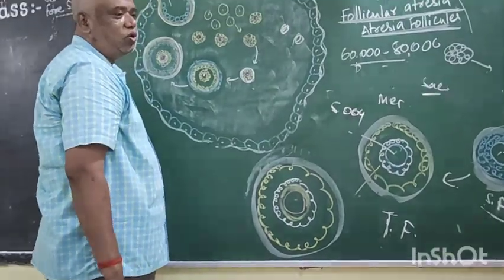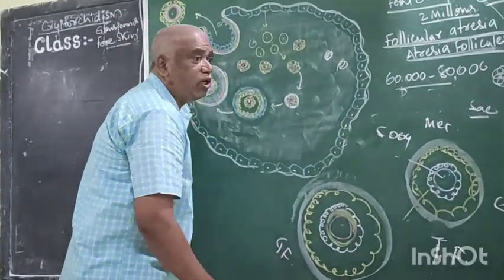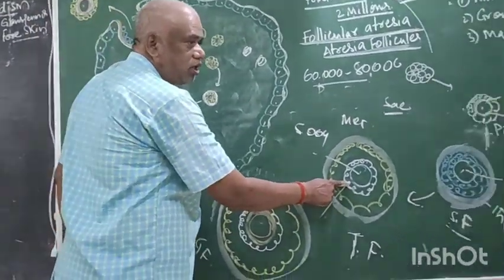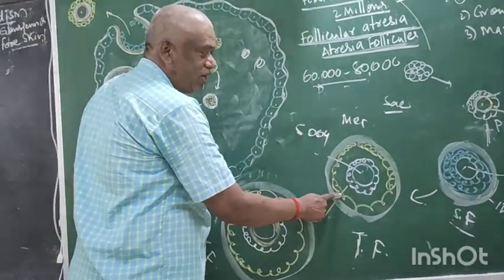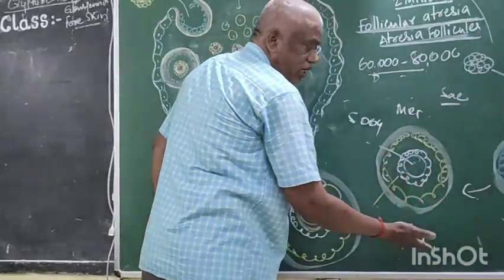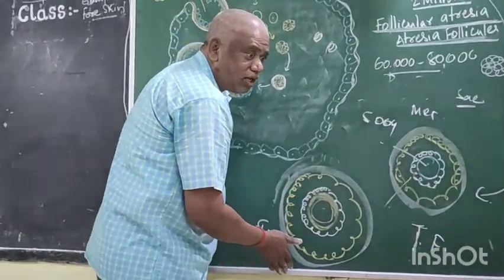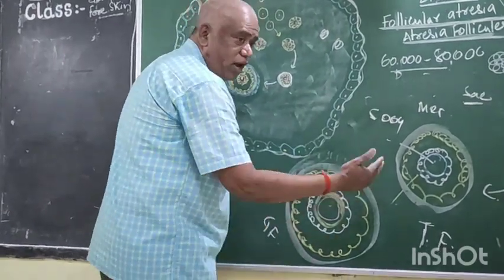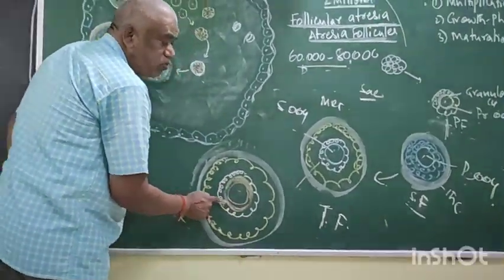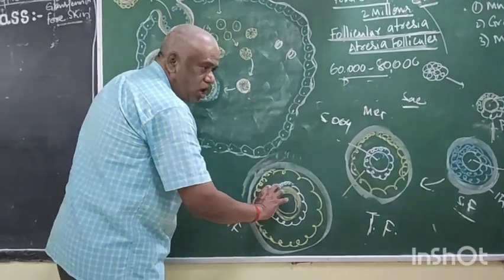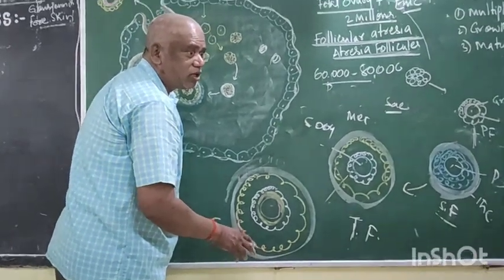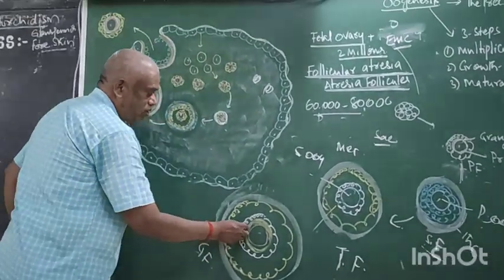Now this is called Graafian follicle or mature follicle. It has inner granulosa and outer granulosa. Now this is the serial: primary follicle, secondary follicle, tertiary follicle, and mature follicle, also called Graafian follicle. When the tertiary follicle is converted into a Graafian follicle, a new layer is formed immediately after the secondary oocyte. This is called zona pellucida.